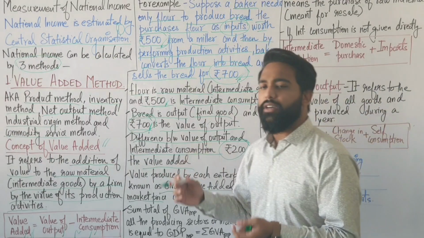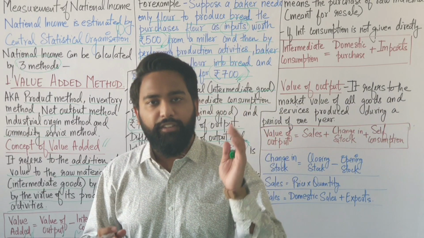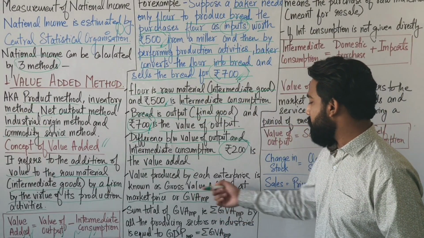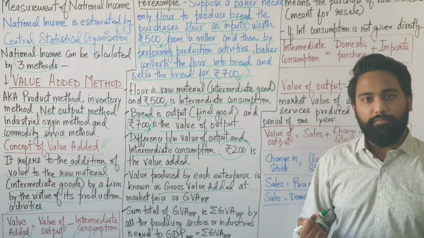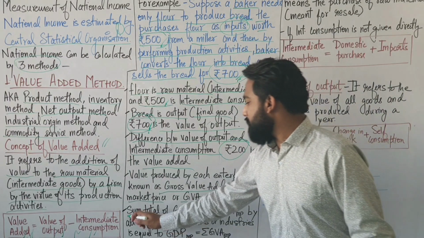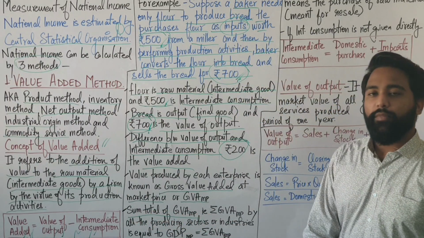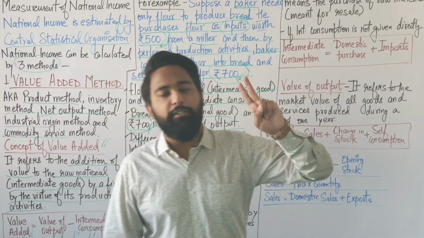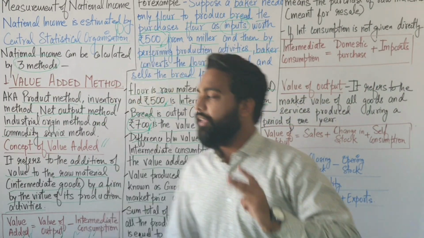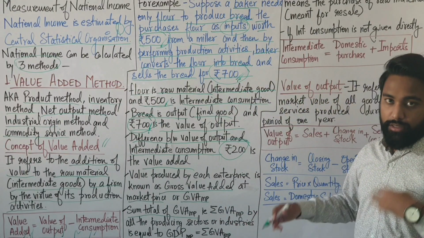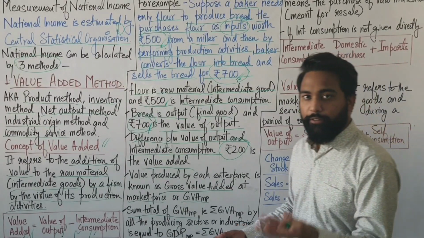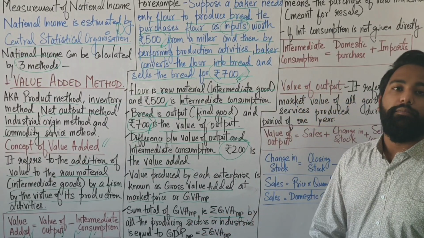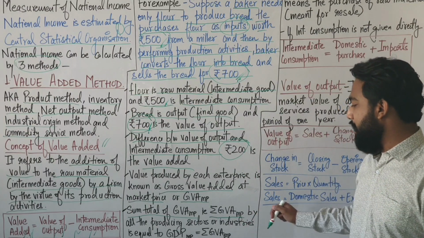So, in other words, if we find out the value added of any sector, it will be known as gross value added at market price. Is that clear? Now, if we add the primary sector's value added, secondary sector's value added, and tertiary sector's value added, the sum total will be known as sigma GVAMP, meaning sigma gross value added at market price.